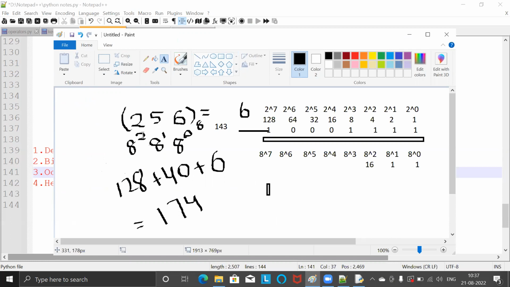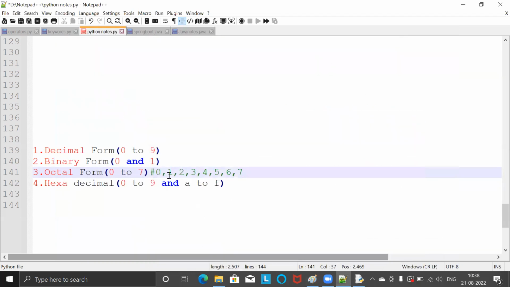Here 8 square is 64, 64 into 2 is 128. So I write 128 plus 8 power 1, the value is 8, 8 into 5 is equal to 40. So 40. And the next one is 8 power 0, the value is 1, 1 into 6 is 6. Totally 128 plus 40 is 168, 168 plus 6 value is 174. This is how we convert octal to numbers.